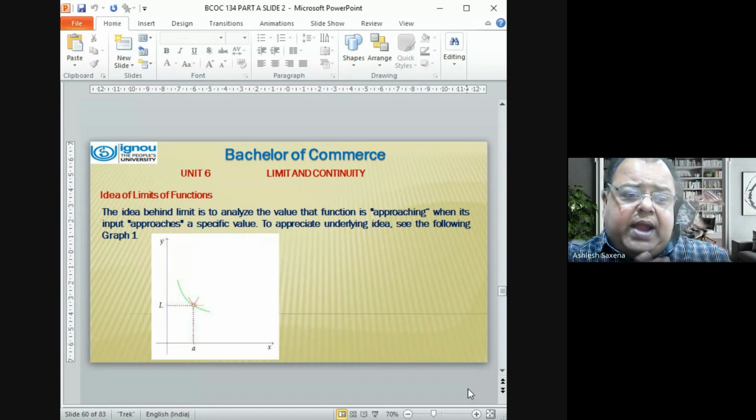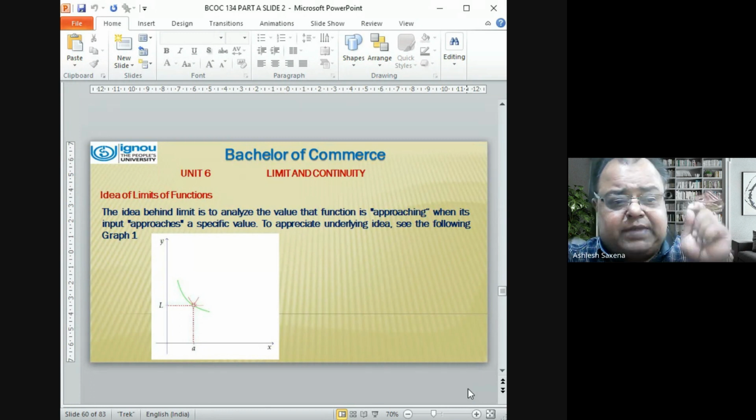The idea behind limit is to analyze the value that the function is approaching when its input approaches a specific value. We can see this graph. As far as the graph is concerned, it is marked by a green line. Now we have taken up a value on it. The value says that it is approaching A and we are getting a value of L.